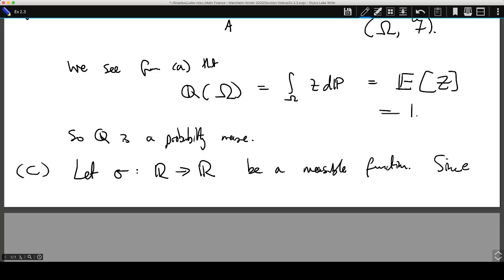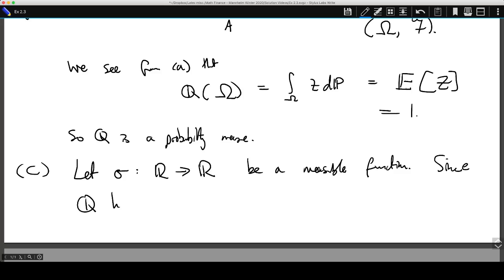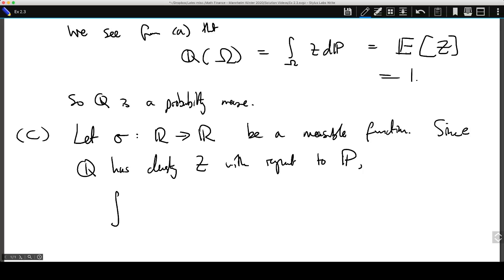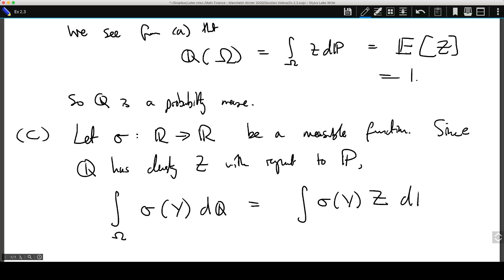Since, by definition of Q, we have that Q has density Z with respect to P, where Z is a random variable, but of course a random variable is nothing more than a measurable function from Omega into the real line. So Q has density Z with respect to P. It follows that the integral over Omega, although we don't really need to write this, usually that notation is omitted, the integral of sigma of Y against dQ is, by definition of Z as the density of Q, equal to the integral of sigma of Y times Z against the probability measure P.